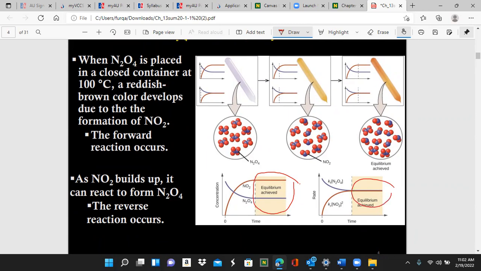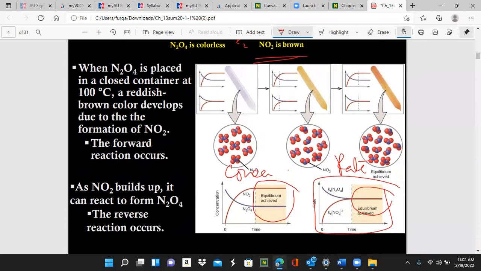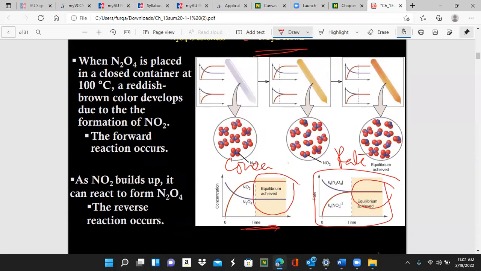So that is the rate that we are talking about. This plot is showing the rate of the reaction, and this is showing the concentration. So for sure, NO2 is our product in this chemical reaction. As time proceeds, the products will start appearing and the reactants will start depleting. But there will be one point where there will be no change in the concentration of either the reactants or the products. That is where we say equilibrium is achieved.